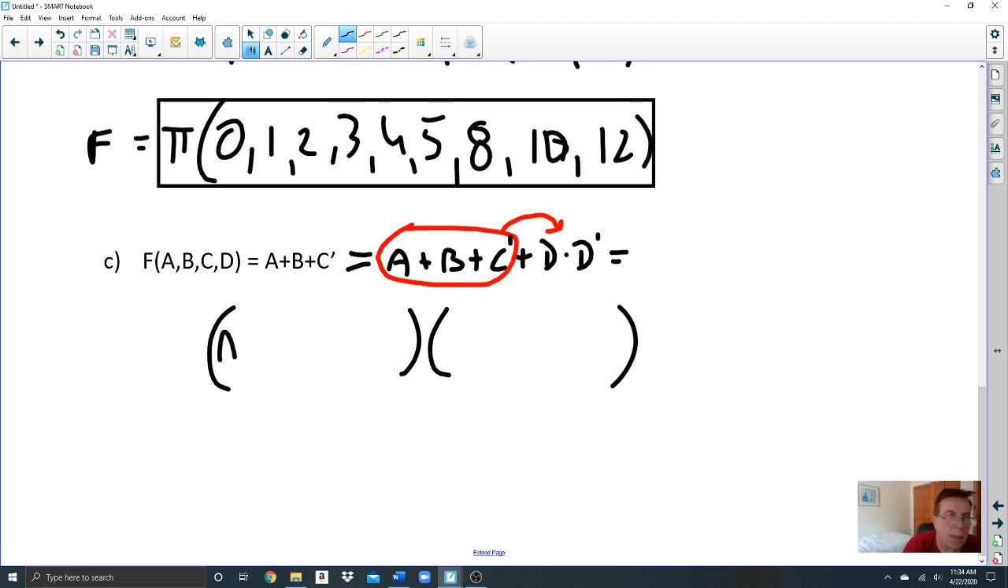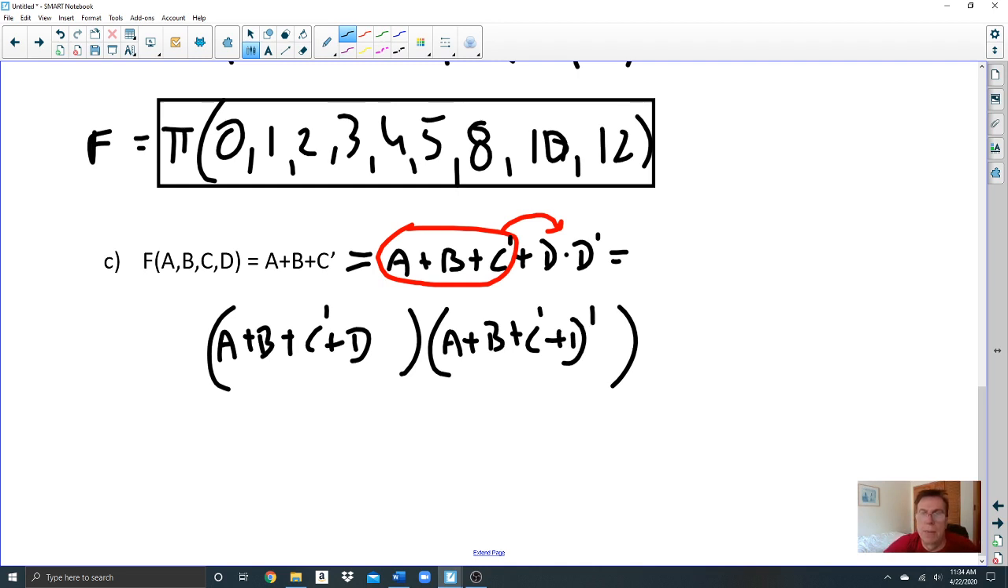So it's a plus b plus c plus d. This is d, and a plus b plus c plus d prime. So that d prime goes here, this d goes here. Here we go. We created a product of max terms. A max term is a sum of all variables, and that's what we have.